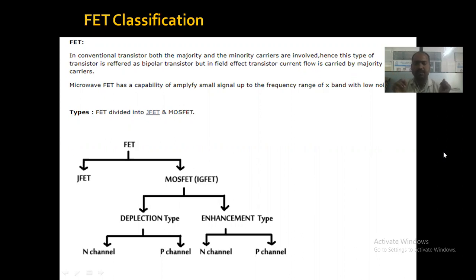Okay. See, MOSFET also has two types: depletion type and enhancement type MOSFET. So what do you mean by depletion? What do you mean by enhancement? I will tell you.